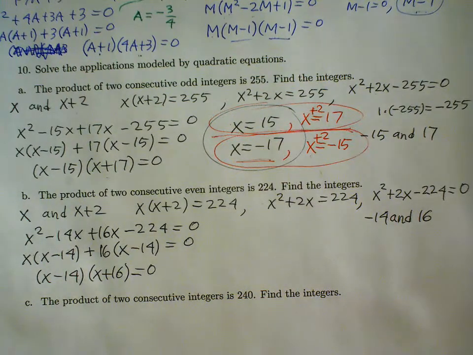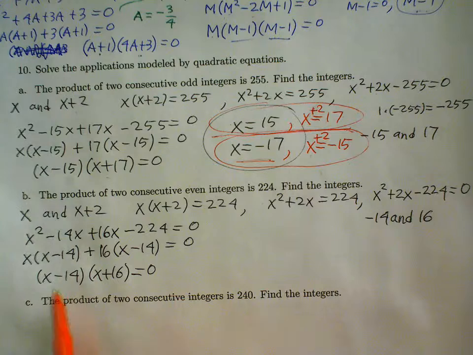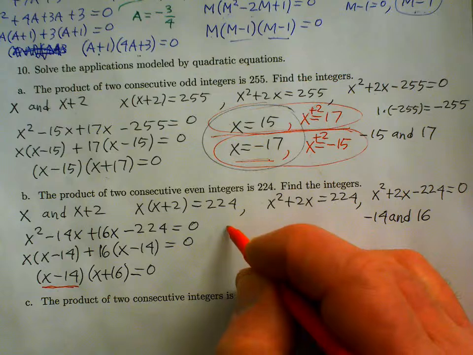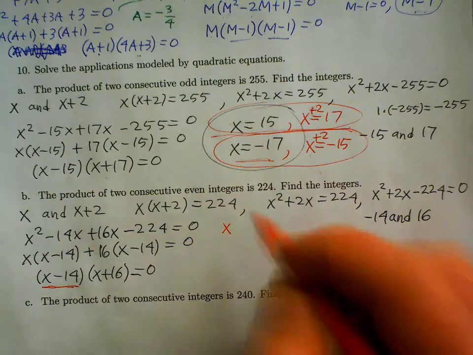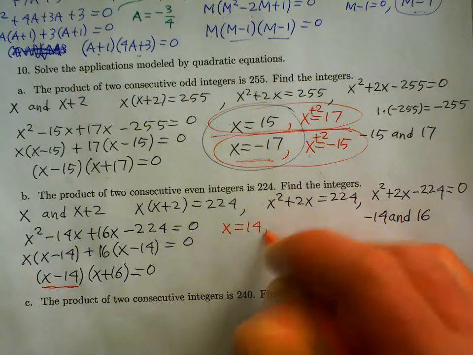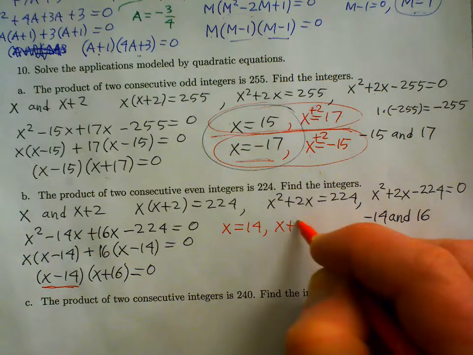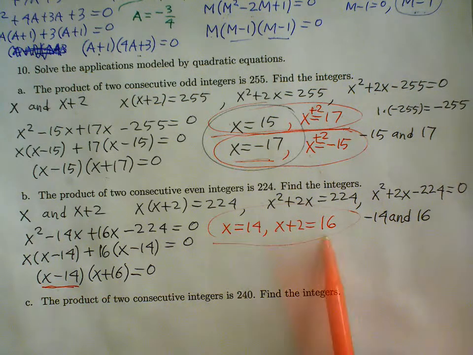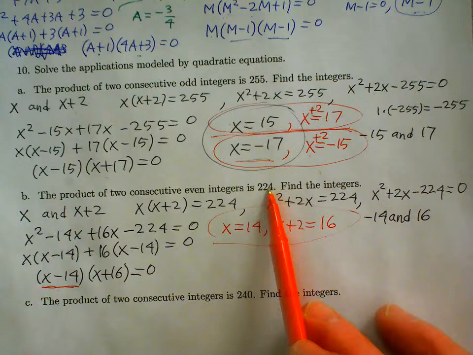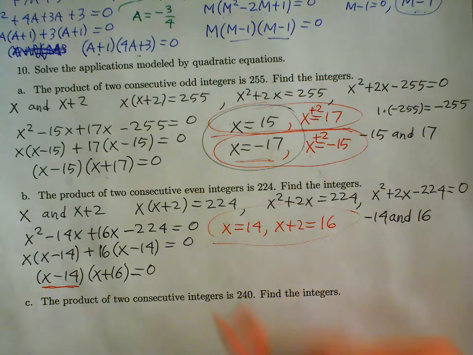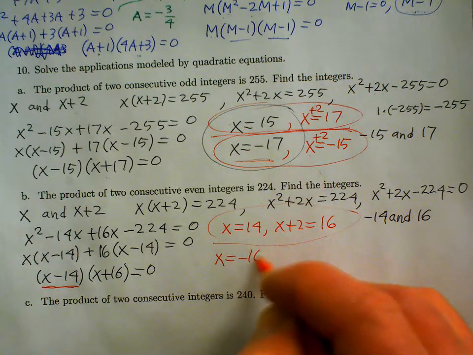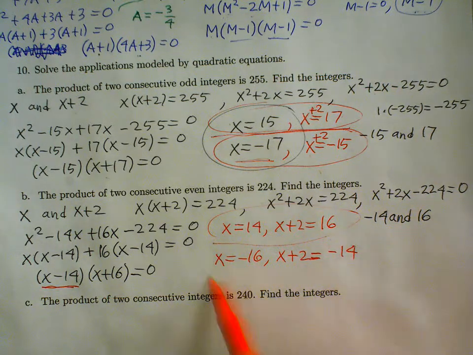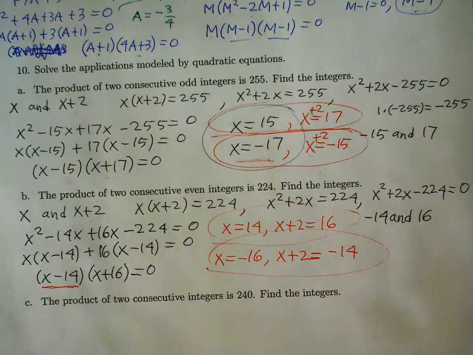So we get two sets of solutions again, corresponding to x minus 14. One of the consecutive numbers is 14, and then x plus 2 is positive 16. That's one pair of consecutive integers that have a product of 224, consecutive even integers. And then the other one, x equals negative 16, and then x plus 2 is negative 14. That's the second pair of consecutive even integers.